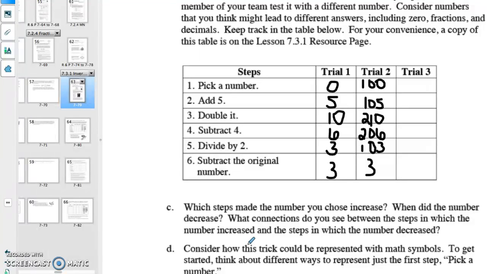All right, so we should notice that it increased when we added. So it went from 0 to 5 when we added. When we double it, which we talked about in class, really means we're multiplying.